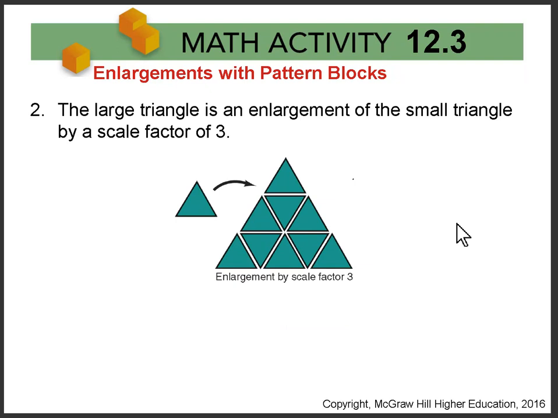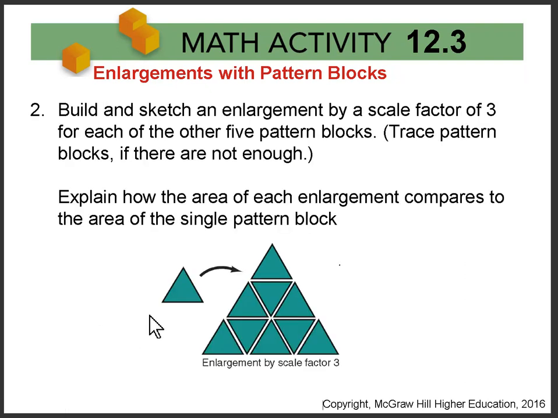In question 2, we have a larger triangle that's an enlargement of the small triangle by a scale factor of 3. You can see that the side length here is 3 edge lengths, and here 1 edge length, 1 to 3. Build and sketch an enlargement by a scale factor of 3 for all of the other 5 pattern blocks. And if you run out of pieces, just trace them.